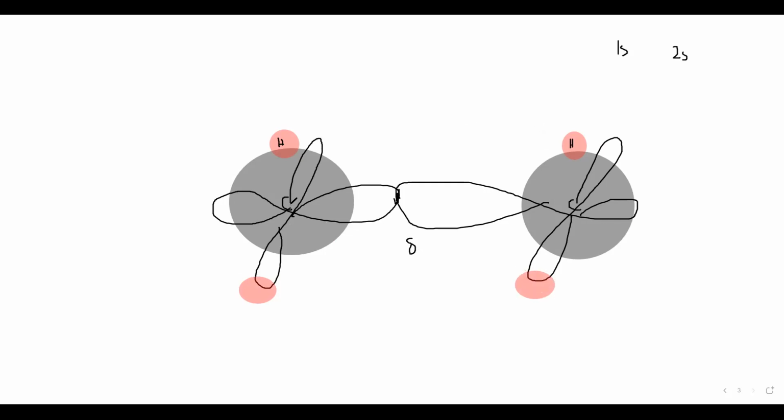But what about 2pz? For example, if I draw this is 2pz for one and this is 2pz for the other, you can see now they cannot overlap with each other. As the orbitals cannot overlap with each other, they will have a pi bond. Attraction will be there, but because the orbital cannot overlap, it will be a pi bond.